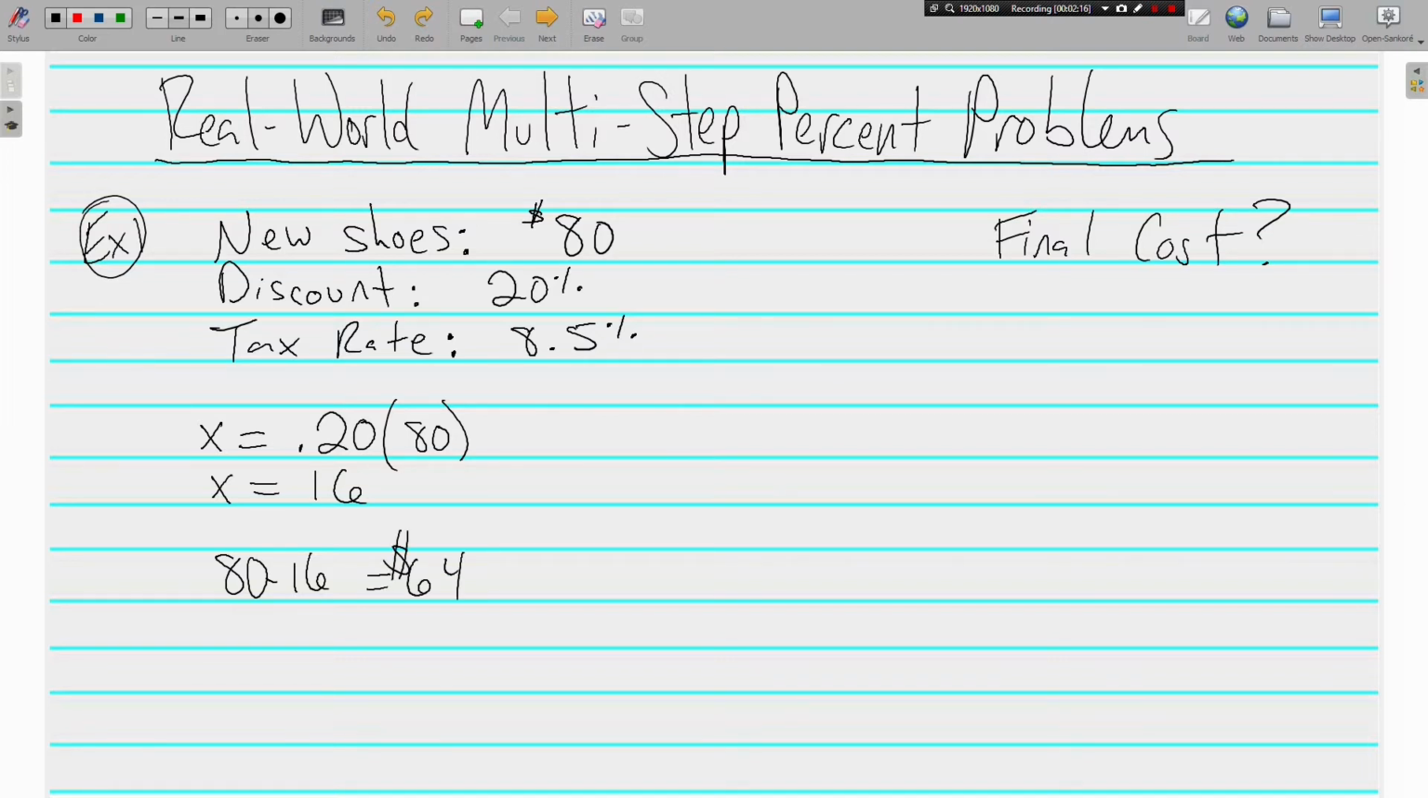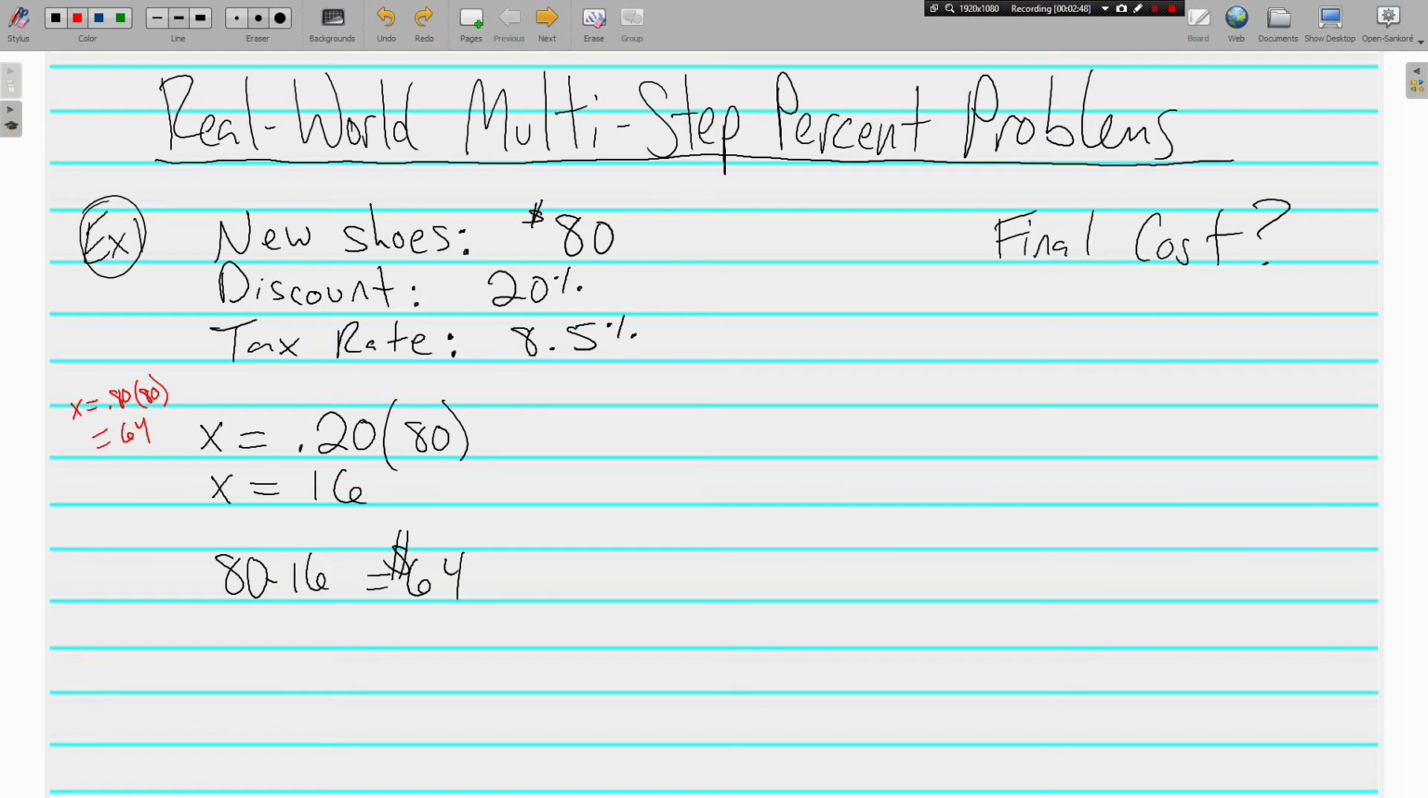after the discount. Instead of finding how much the discount was, I could have done 80% of 80, because if you're not paying 20%, you are paying 80%. I could have done it that way, and that would have given me the $64.